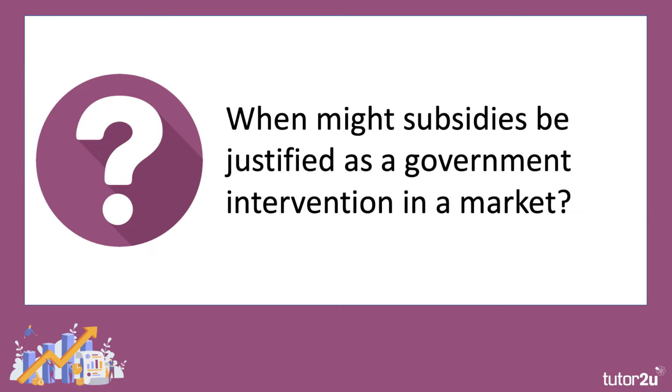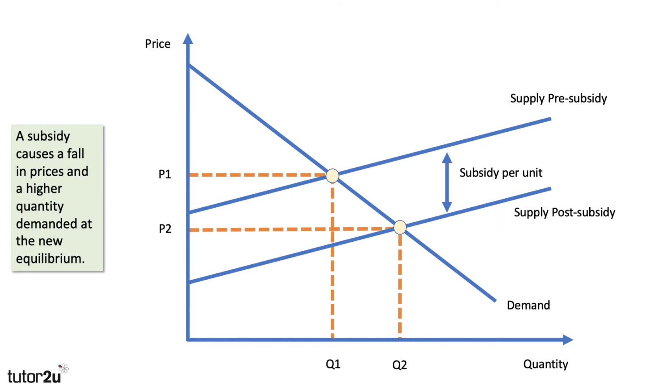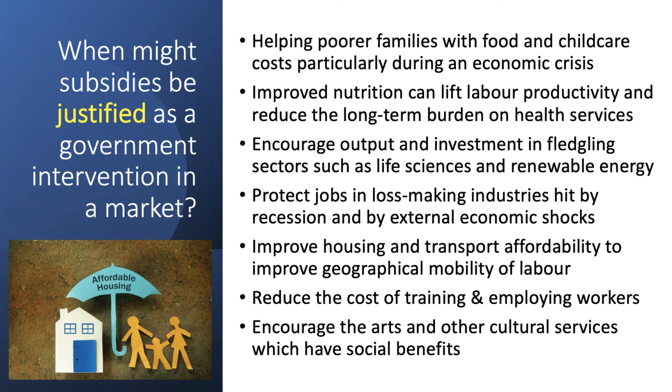Well, when might subsidies be justified as a form of government intervention in a market? Keep in mind a subsidy is a way of changing the allocation of resources. In theory, it brings the price down, as shown by this diagram, a fall in price and a higher quantity demanded at the new equilibrium, and the subsidy, the scale of the financial support, is shown by the vertical distance between two supply curves.